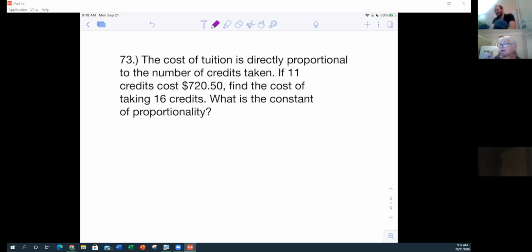And that's really a good point, because if you look at this problem, and I'm hoping y'all are working on it right now, the cost of tuition is directly proportional to the number of credits. If 11 credits cost $720.50, find the cost of taking 16 credits. Well, as 11 goes to 16, it's going up, so you would know that the cost would have to go up also. So if you wind up with something that's less than $720.50, you know you did something wrong.